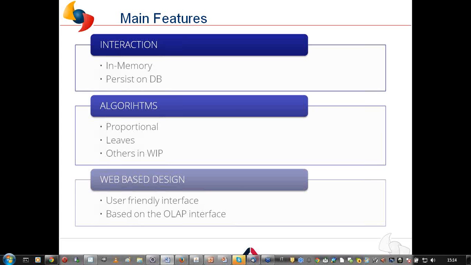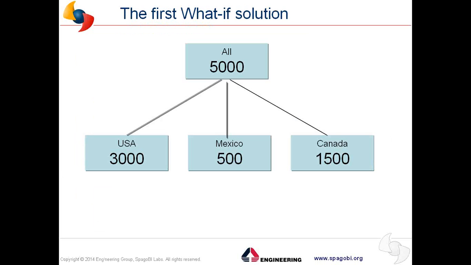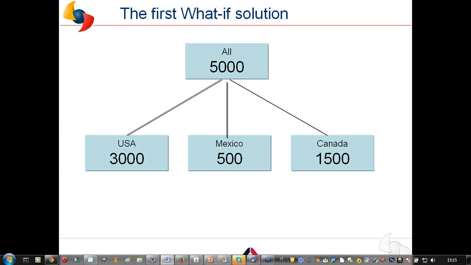Version 5.1 provides the proportion algorithm that spreads changes proportionally to the children. Let's see an example. Suppose we have only a dimension and only a measure. The dimension is country and the measure is store sales. With this assumption, we can represent the values in a tree like this one you can see here. Now, suppose I'm a businessman and I want to see what happens in the USA if I double the amount of all the sales.